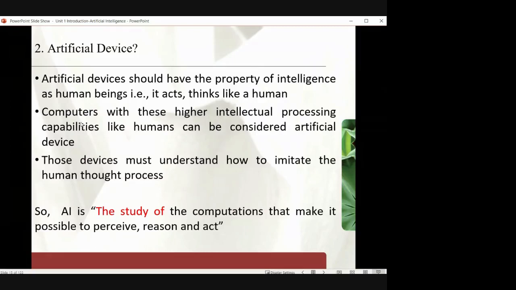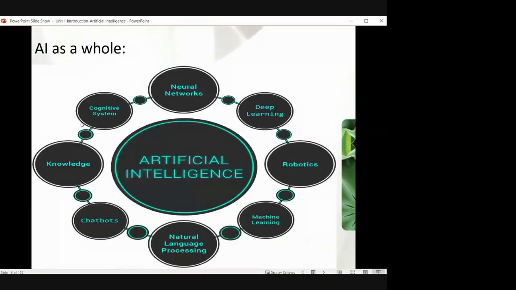Okay, so whenever we are talking about AI, AI is not a product, it's not a system, but it's a study of the computation that makes it possible to perceive, reason, and act like a human. So this is just a study of this particular thing. If we talk about AI as a whole, then artificial intelligence alone will not work. Artificial intelligence has other domains, and using these domains, one smart system we can develop.